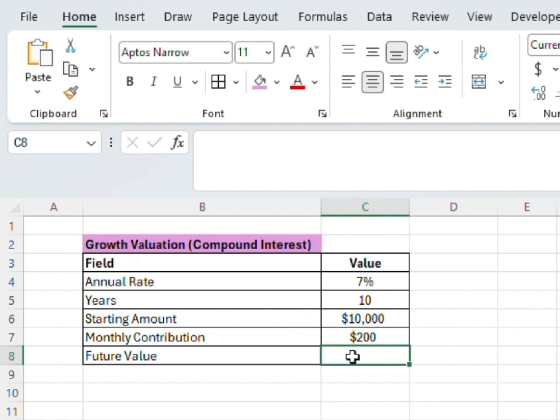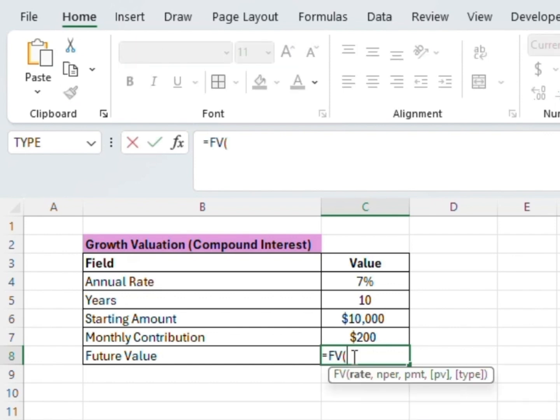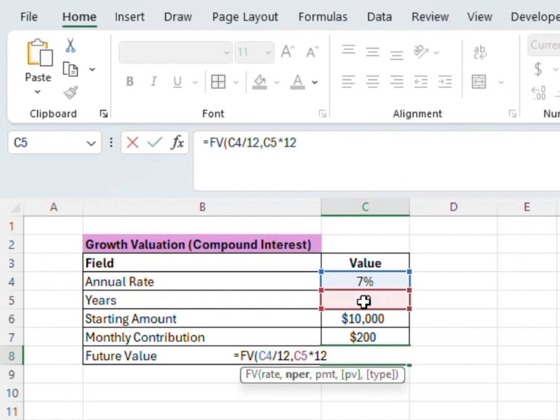We're going to use the formula of future value, FV, then we're going to pick our annual rate divided by a year, 12 months, comma. We pick our year multiplied by a year, that's 12 months, then comma. We're going to put minus sign here, minus our monthly contribution.